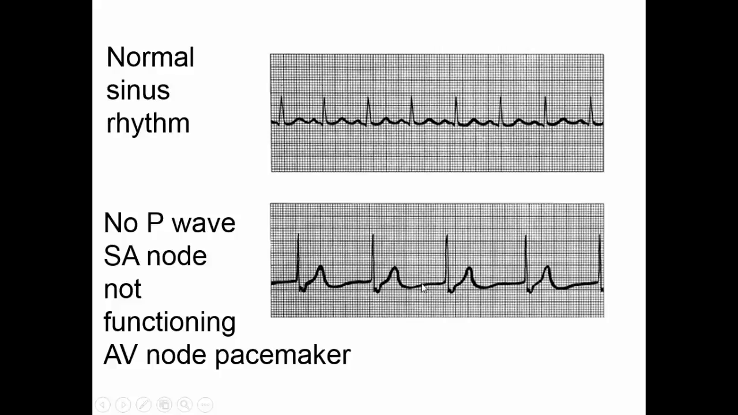Since the P wave represents the sinoatrial node doing its thing, this means that the sinoatrial node is not functioning. Notice how much time it is from peak to peak here, how many squares pass, as opposed to here. This paper runs through the machine at a constant rate, so you can use this to tell heart rate. So here the heart is about 75 beats per minute. Here it's about 50 beats per minute. This indicates that with no P wave, the SA node is not functional, and the AV node is pacing the heart. So we see only the ventricular contraction and relaxation, and we see a longer time between beats.